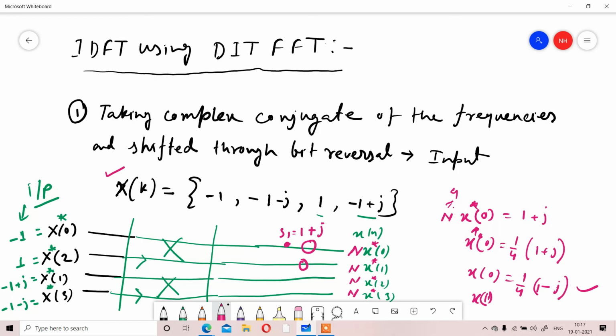So that is your home task. You need to calculate the value of xk for -1, -1 minus j, +1 and -1 plus j. For this case, you have to calculate x of n using IDFT, DIT, FFT.